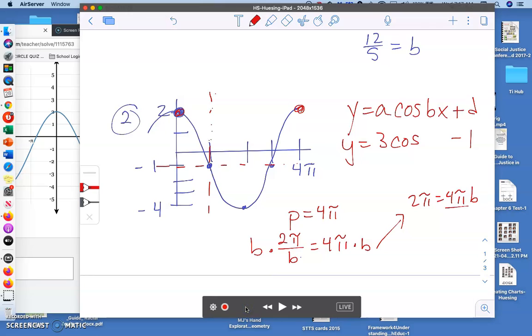And then let's divide by 4 pi. So we have 2 over 4 equals b, which reduces down to 1/2. So we have 1/2 x. And then we have our equation right there.